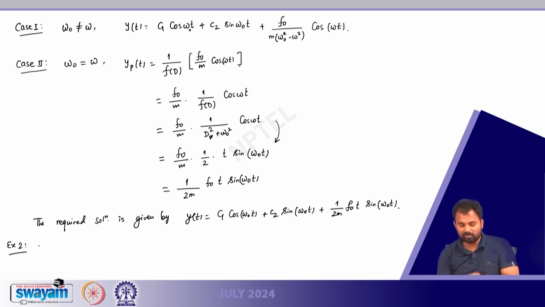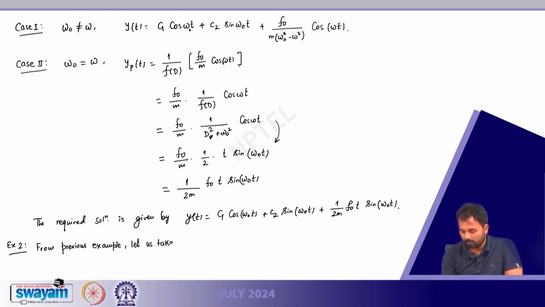You can keep it here also. So, from the previous example, let us take k equals 1, m equals 1, omega 0 equals omega equals 1, and f 0 as 1.